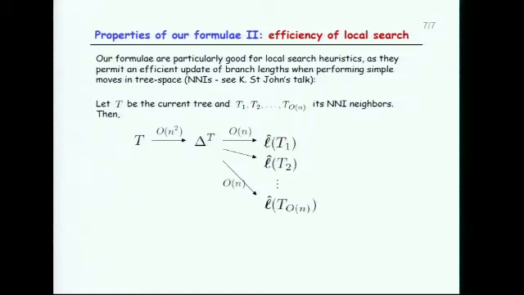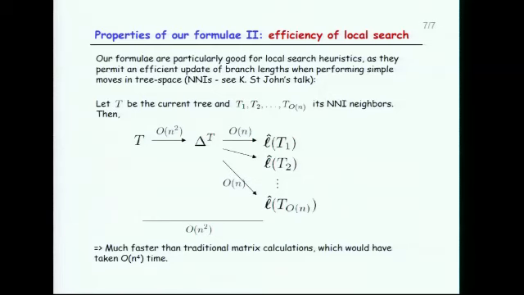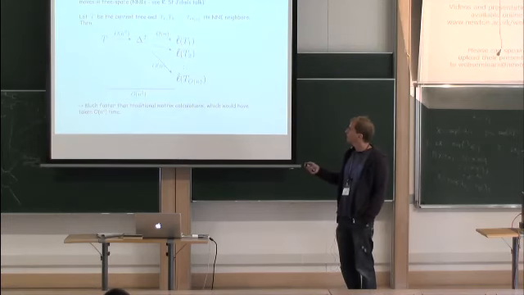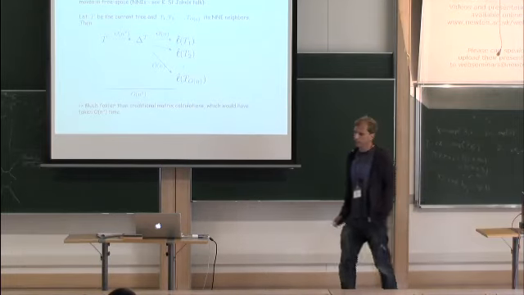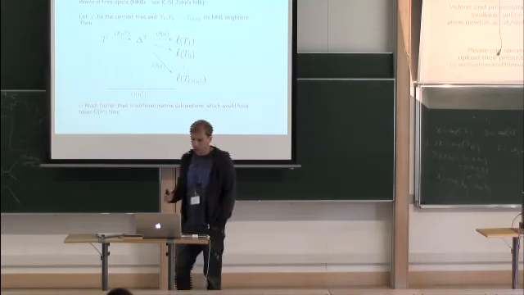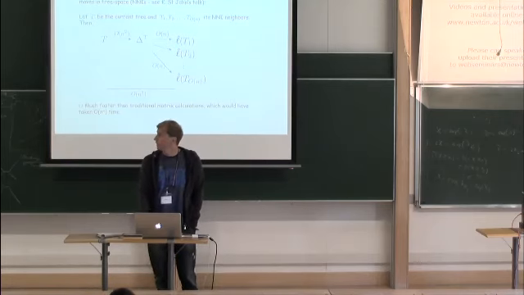The good news is that when we use our formula, we can calculate an intermediate data structure in quadratic time, and then use this intermediate data structure to calculate all these branch lengths, in each case in linear time, which gives in total a quadratic time, which is optimal because the input distances are quadratic. So we can visit all the neighbors in optimal time, and it's much faster than traditional matrix calculations.